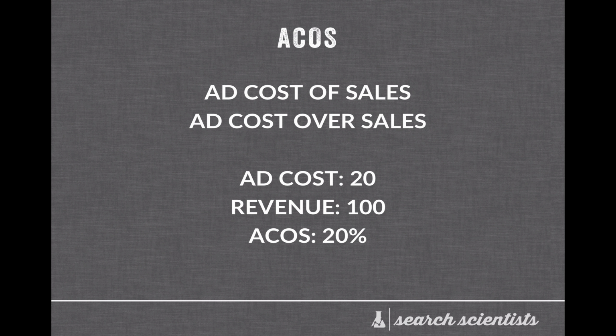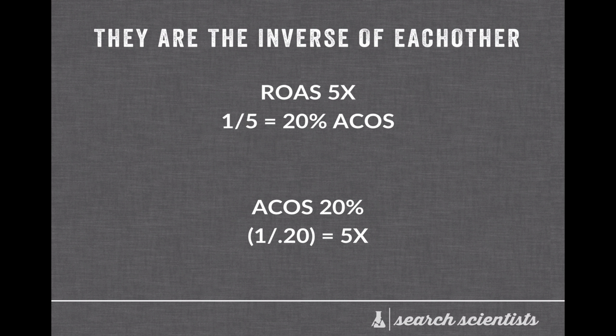On the other end of the spectrum, we have ACoS. It stands for ad cost of sales, also known as ad cost over sales. Very simple. If you have $20 ad cost and revenue of $100, then your ACoS would be 20%. And if you were paying attention, it's representing the exact same thing. A ROAS of 5x is an ACoS of 20% because 1 over 5 equals 20%. ACoS of 20%, 1 over 0.2 equals 5.